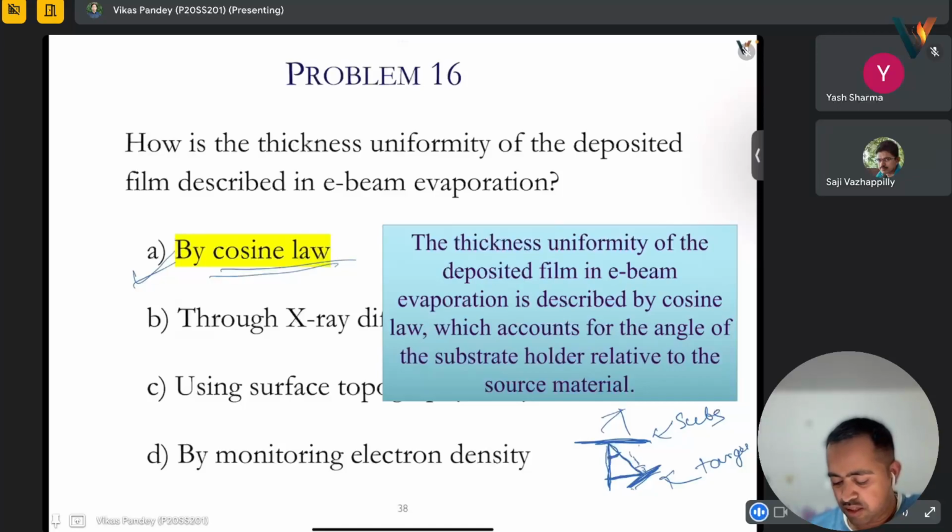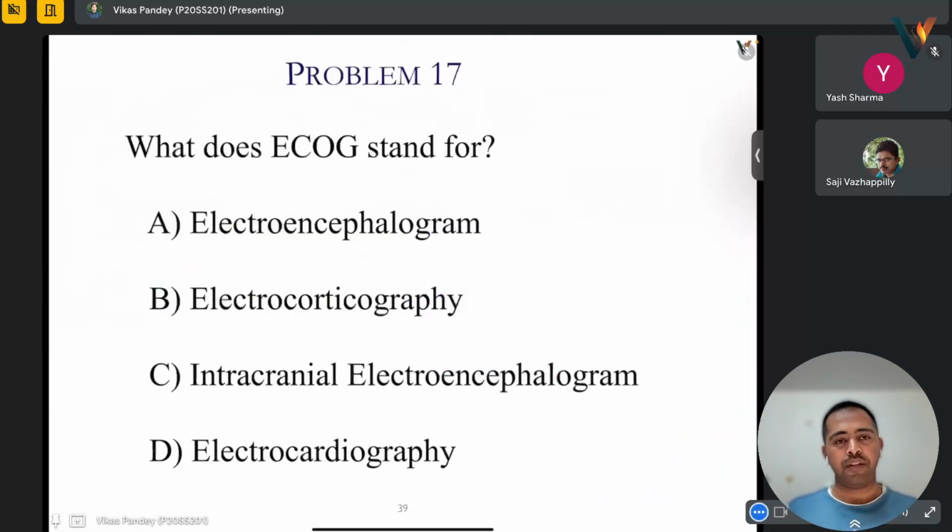If we are taking this angle, right? So this one will be the base, and this will be the hypotenuse. Since these two determine the angle, it is defined by the cosine law, how well the uniformity will be there. Okay, it is just mentioned a bit, right? We don't need to get too much into the details of it. It is done by cosine law.